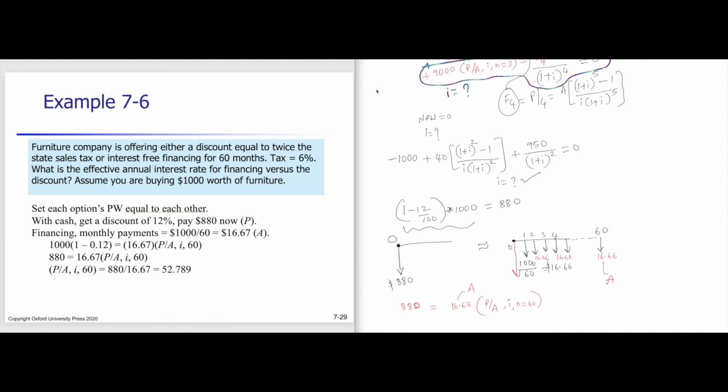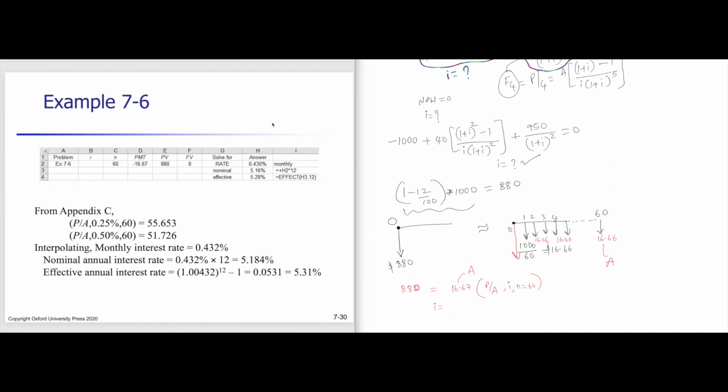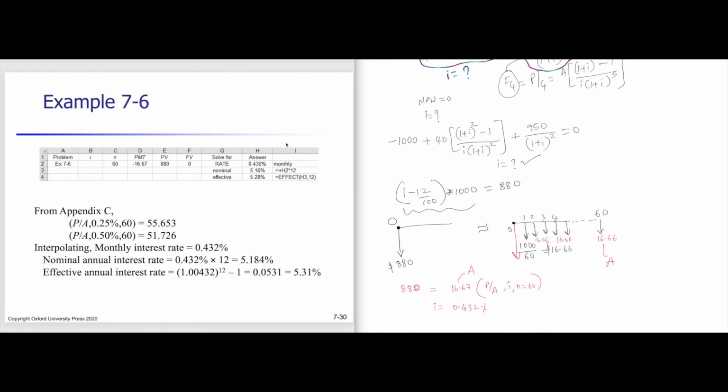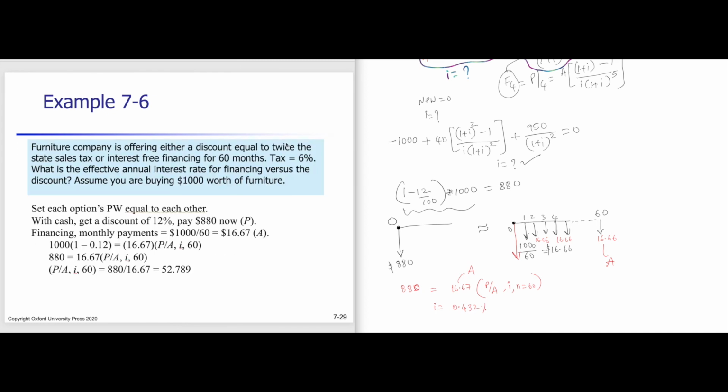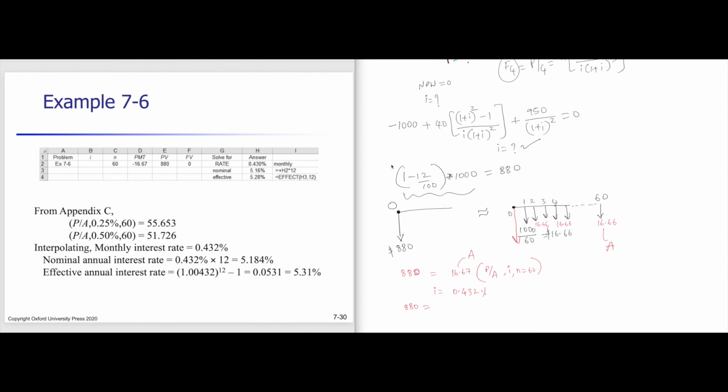And then we solve for I. And then we get I to be 0.432%, because the way we get this value is we write 880 is equal to 16.67 times, what is the formula for P given A? 1 plus I to the power N minus 1 over I times 1 plus I to the power N.